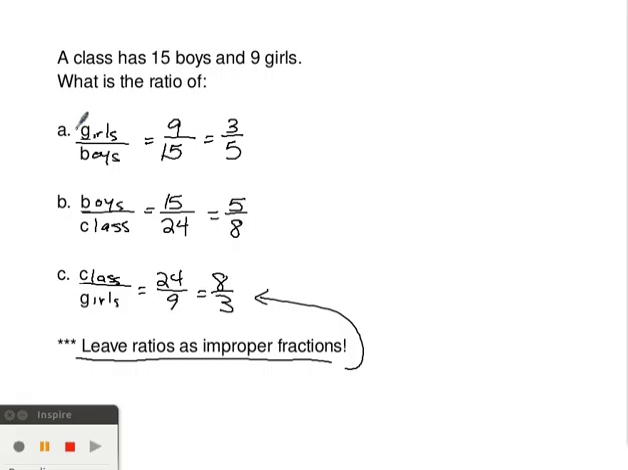The other hint that I would have for you is start out by using initials or words of what the ratio they want is to help you get your mind into the right set of what you're doing.